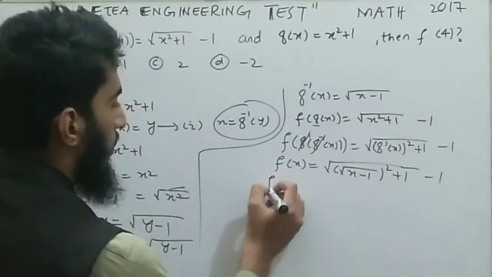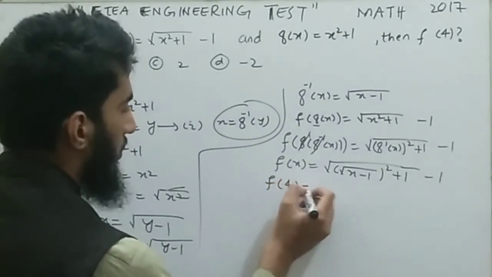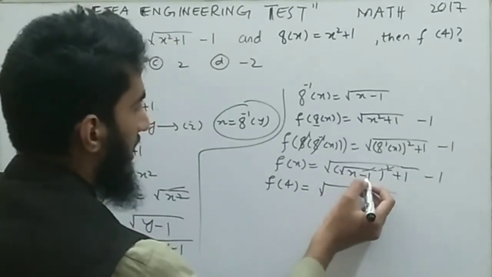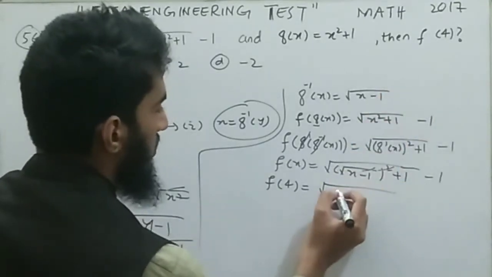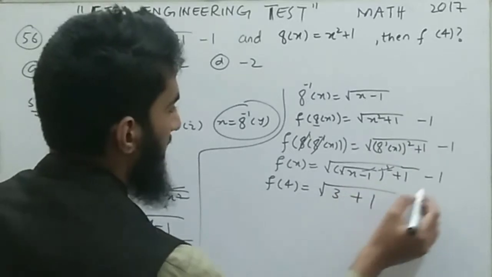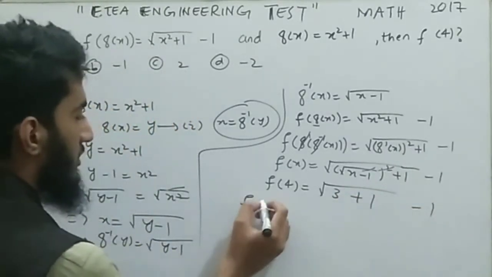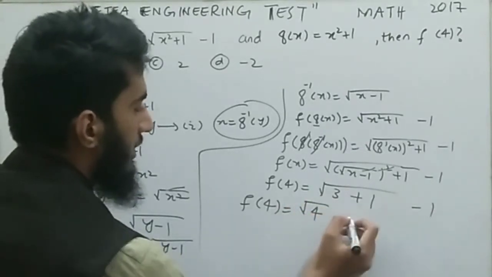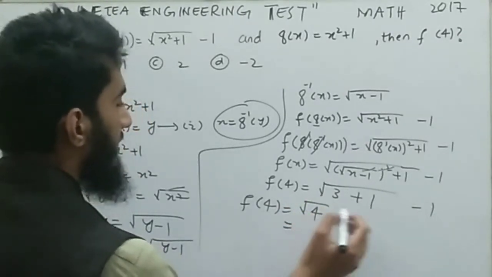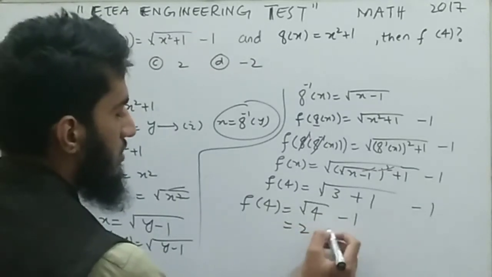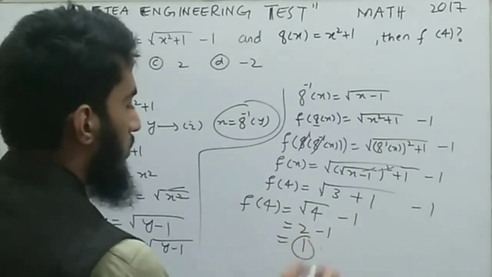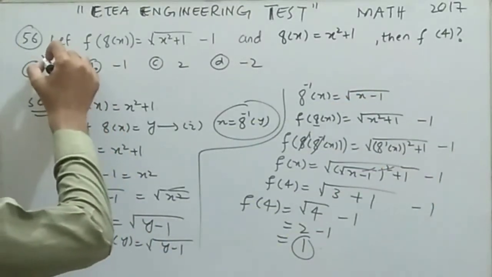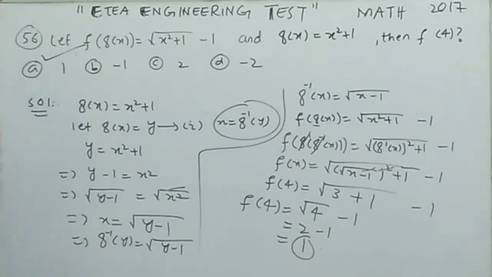We are going to find f of 4. So put x as 4, so f of 4 will be equal to: the square cancels out with the under root, so we are left with x minus 1. So x is 4, so 4 minus 1 gives us 3, and this plus 1 will come down as it is, and this minus 1 will come down as it is. So the value of f of 4 will be under root of 3 plus 1, which gives us under root 4, and this minus 1 will come down as it is. Under root 4 is equal to 2, and minus 1. So 2 minus 1 will give us the value 1. So it means the value of f of 4 is equal to 1. So the correct option for MCQ number 56 is option number A.